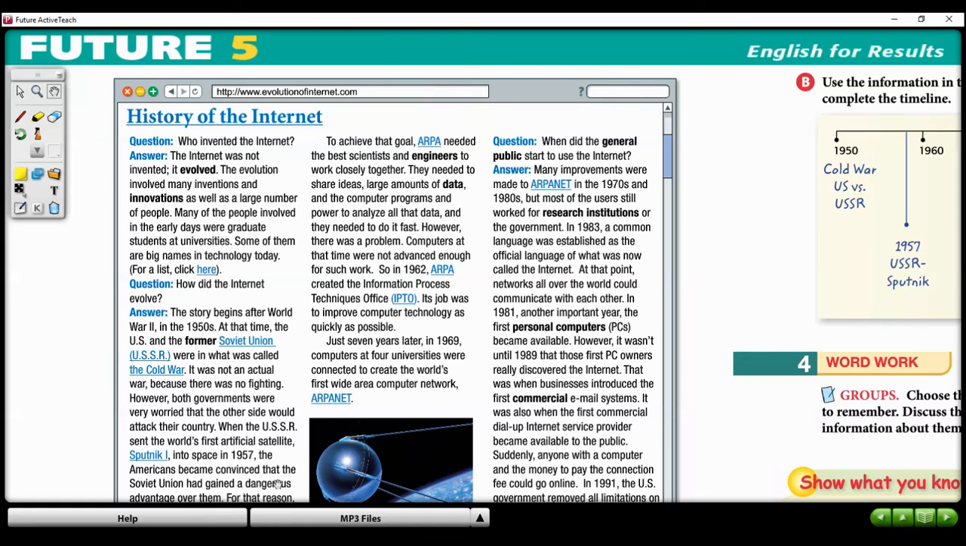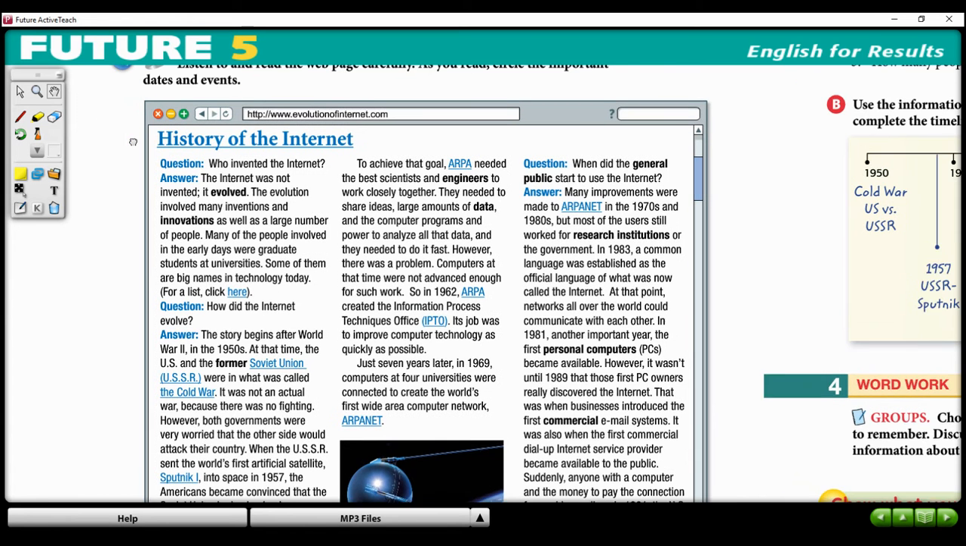Okay, so we are looking at Unit 10, Lesson 7, the reading on the history of the Internet.